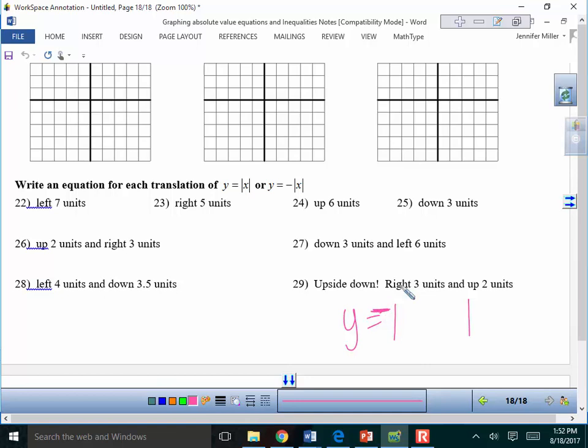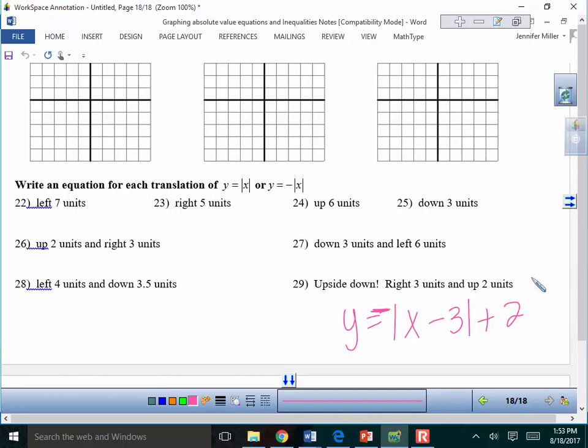We have done an example where we had negative, flipped it over, right? Okay. And then that would be x. And then what goes next, Olivia? If it goes right 3, it's going to be minus 3. Very good. And then up 2, plus 2 on the outside. Do you guys see how we did that?